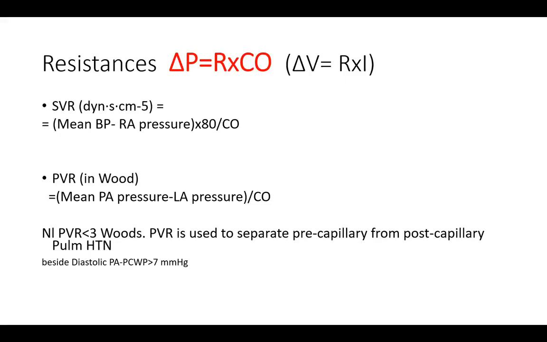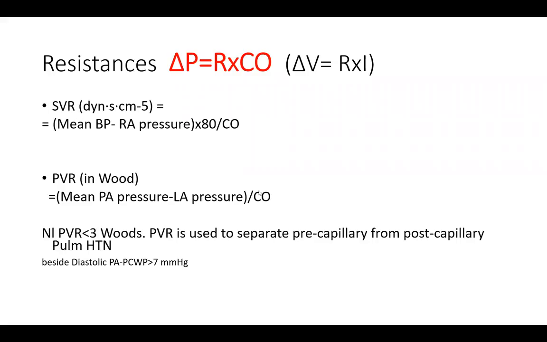You know, blood is pumped from the aorta to the RA eventually. That's the outflow. So it's mean blood pressure minus RA pressure divided by cardiac output multiplied by 80 for the international unit. PVR is again, what's going through the pulmonary circulation: mean PA pressure minus the outflow, which is LA pressure, divided by cardiac output.